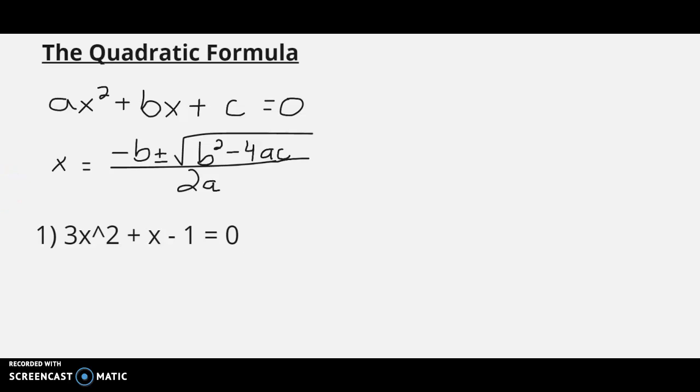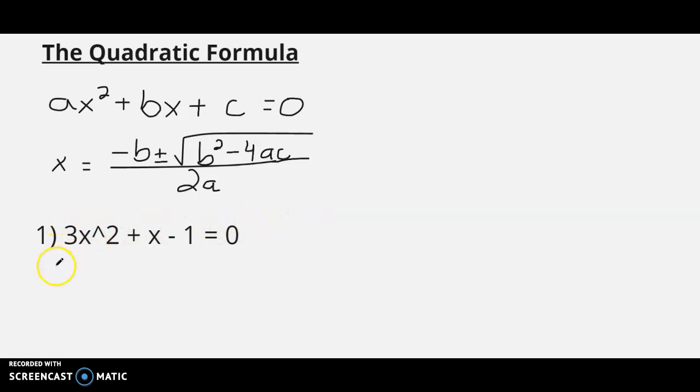As long as you are in standard form, ax squared plus bx plus c equals 0, with a, b, and c being constants, you can plug it into this formula: negative b plus or minus the square root of b squared minus 4ac. That's all the numerator. 2a is the denominator. It's a matter of simplifying this quantity to get our answers using the quadratic formula.